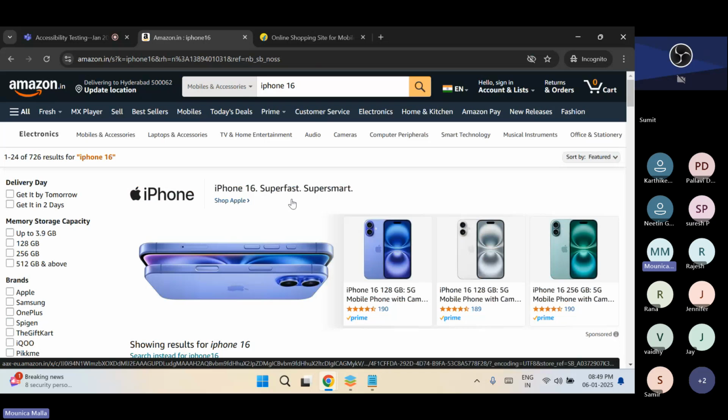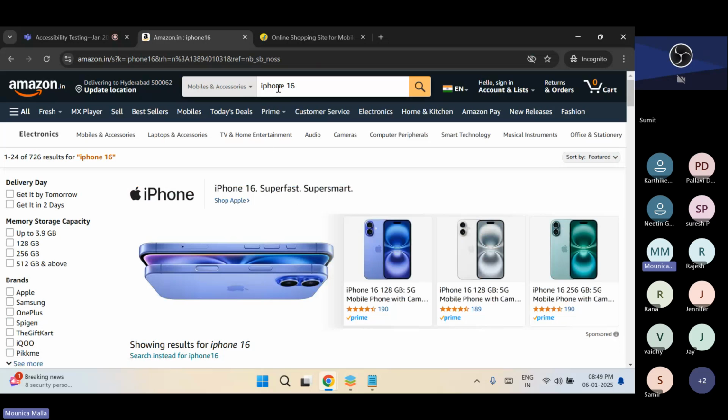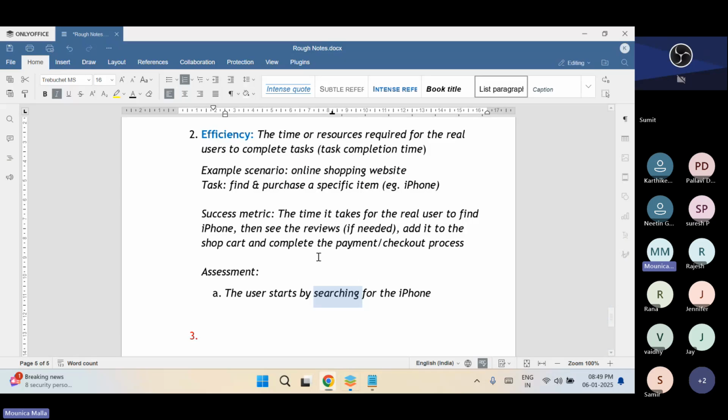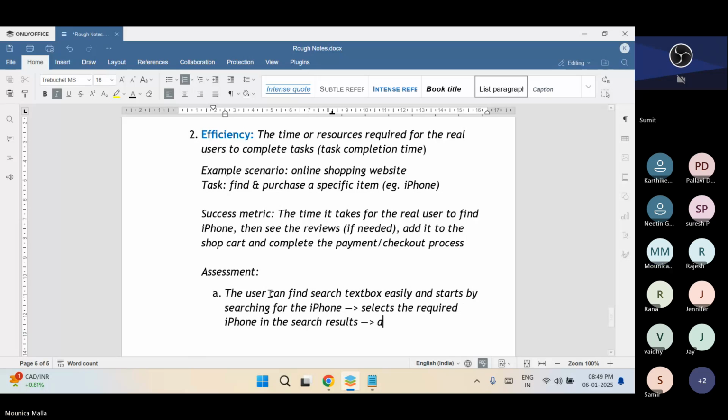So this is called efficiency. The efficiency is happening because they have the search text box available. So my first assessment point should be that the user can find the search text box easily and starts by searching for the iPhone, meaning by entering the text. That is how I measure efficiency there. Okay, then I can say the user selects the required iPhone in the search results, and then adds to cart and then checks out.